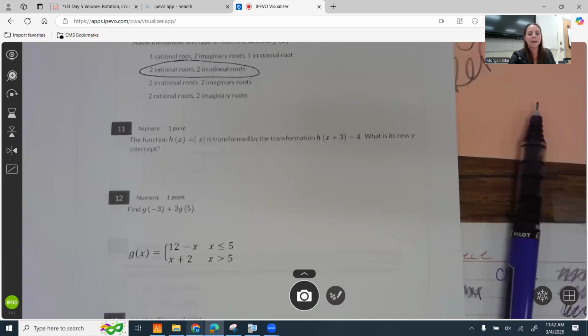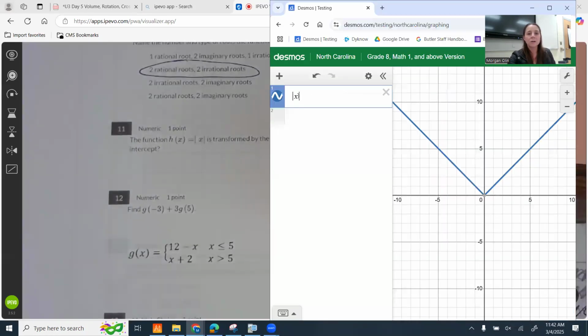So what's our new y-intercept? All right, so here we go. When I do that, really what it's doing is you want to put a plus 3, not an equal sign, sorry.